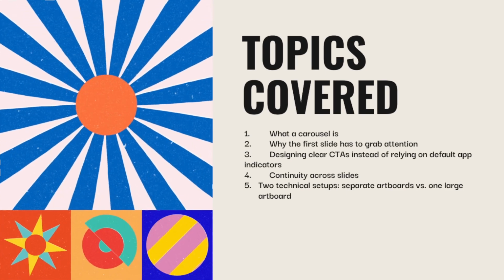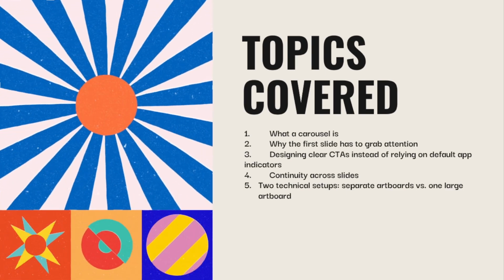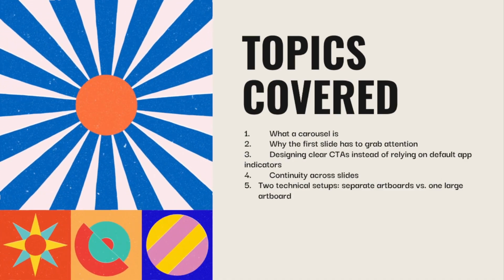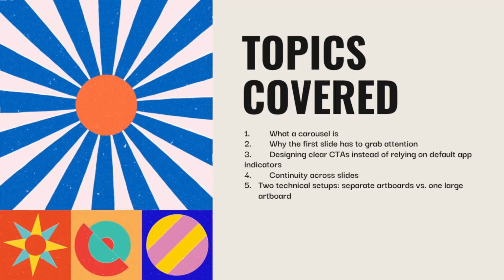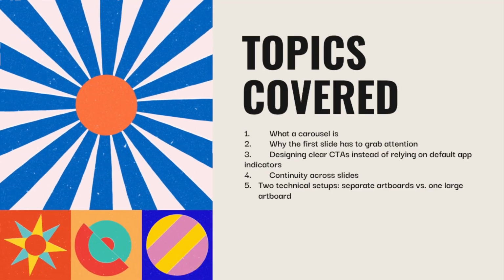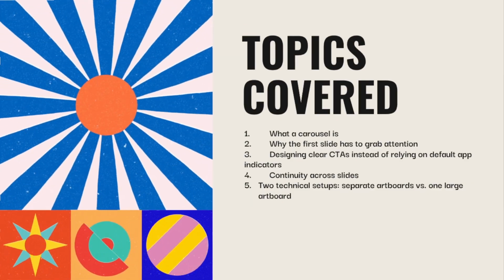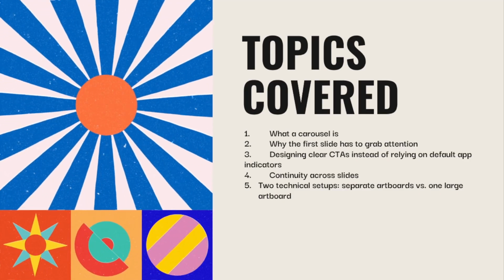So what are we going to be looking at in this module? We'll be looking at what exactly a carousel is. And also, when you design carousels, after you know what a carousel is, the first slide has to grab attention. So we'll be looking at why the first slide has to grab attention. Also, we'll be looking at designing CTAs instead of relying on default app indicators.